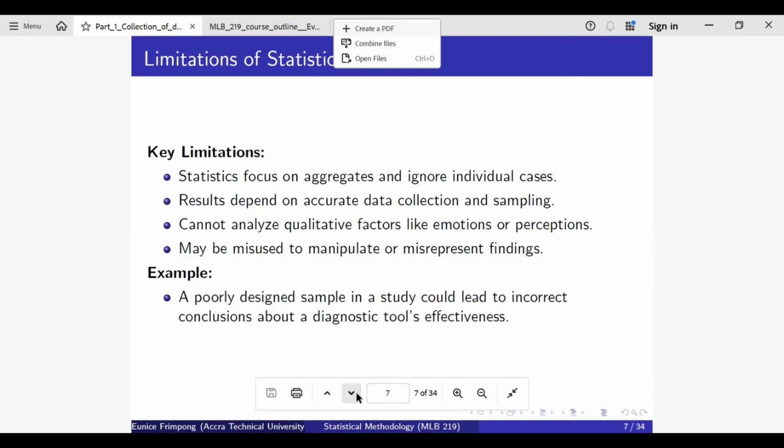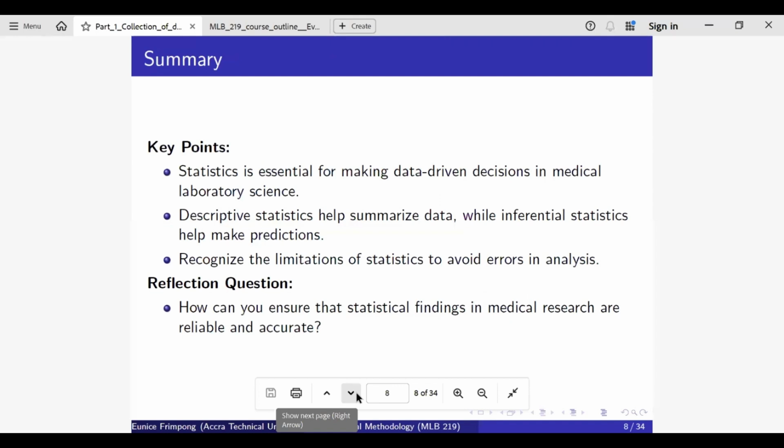So the key things to note here is that statistics is essential for making data-driven decisions, and it helps summarize data. Descriptive statistics help summarize data, while inferential statistics help make predictions.